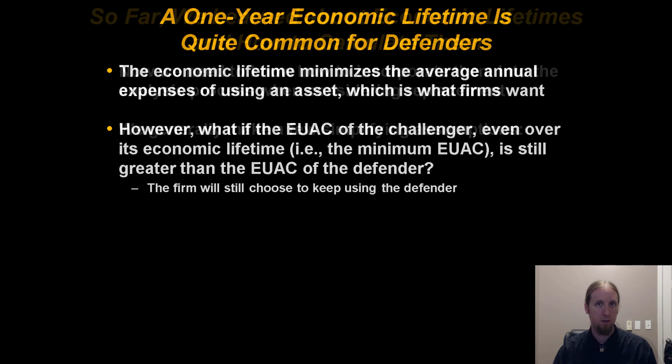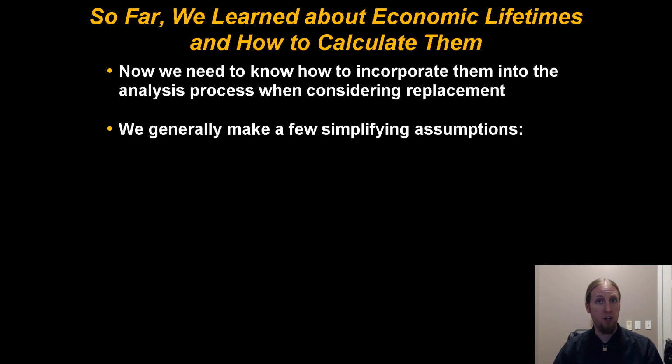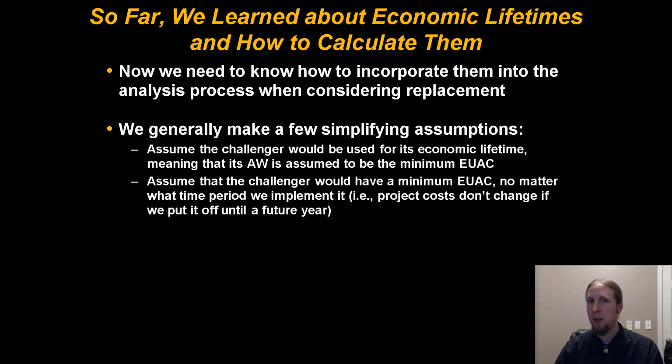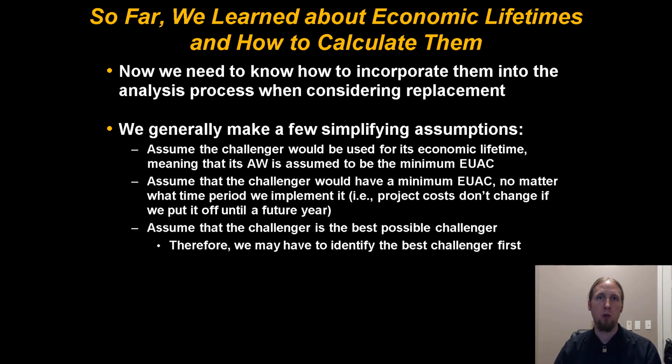When we start comparing defenders and challengers in a replacement analysis, we need to make a few simplifying assumptions. First, we assume that the challenger is always going to be used for its economic lifetime. Therefore, it minimizes its own EUAC. We then assume that the challenger is going to have that same annual worth no matter what time period we implement it. So in other words, we're assuming that the cost of the project doesn't change if we delay it. And then finally, we're going to assume that the challenger is the best possible challenger.